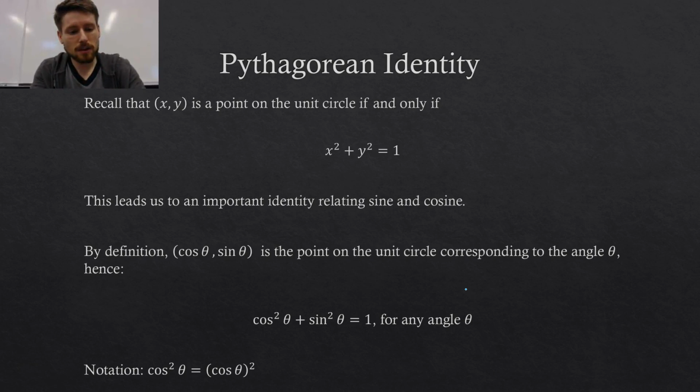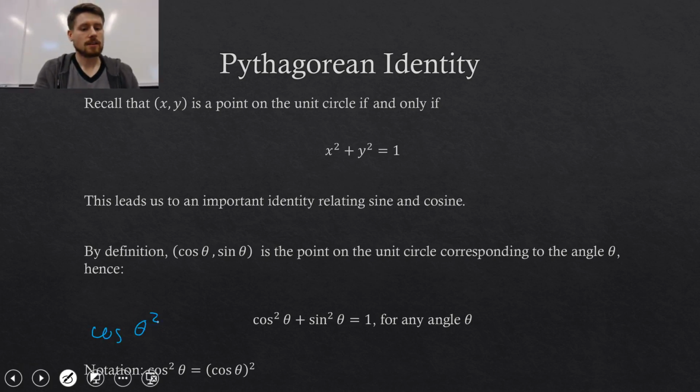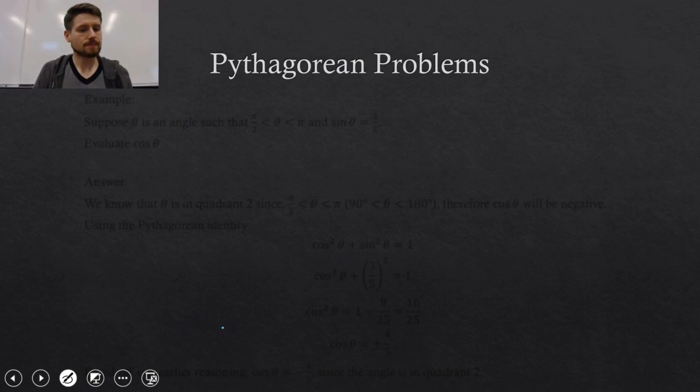Also, this would look weird: cosine of theta squared. That is actually interpreted as square the angle and then take cosine. So this is not the same thing as cosine squared. Okay, so let's go ahead and use this identity to solve a problem.